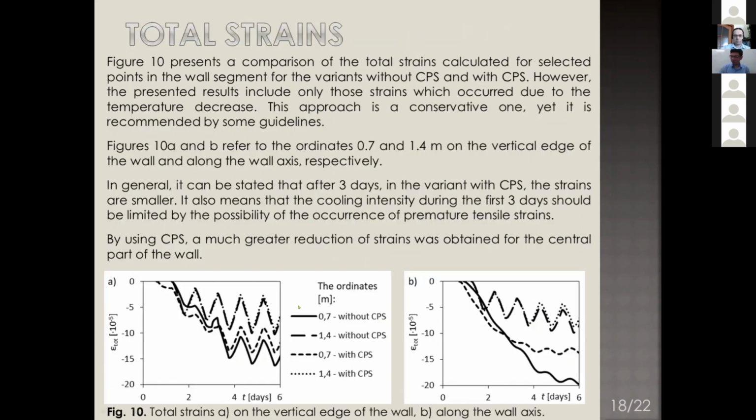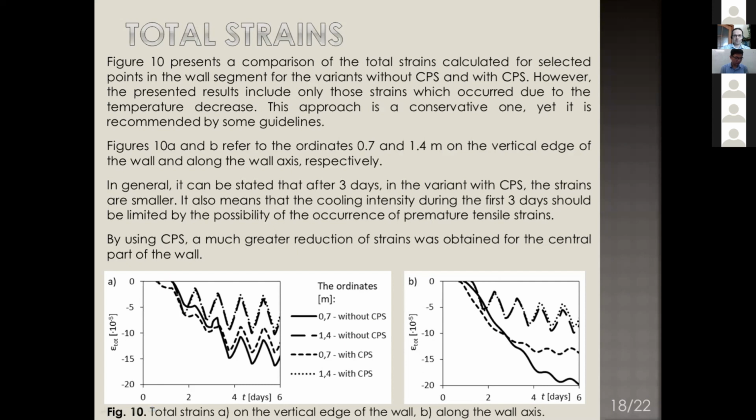That's why we calculate total strains for selected points of this cross-section. On the left side, we see the results on the vertical edge of the wall, on the right side along the wall axis, and both solutions without and with CPS are presented. In general, it can be stated that after 3 days, in the variant with CPS, the strains are smaller. It also means that the cooling intensity during the first 3 days should be limited by the possibility of the occurrence of premature tensile strain.